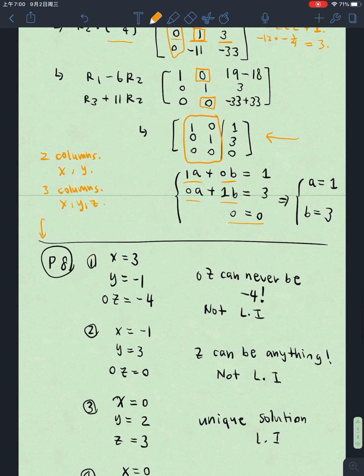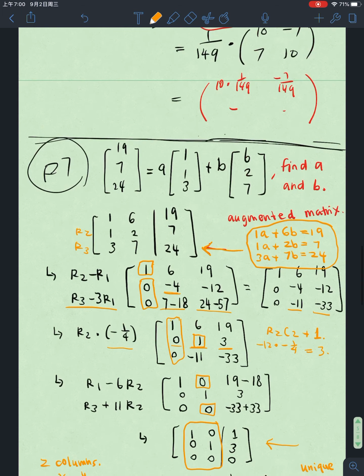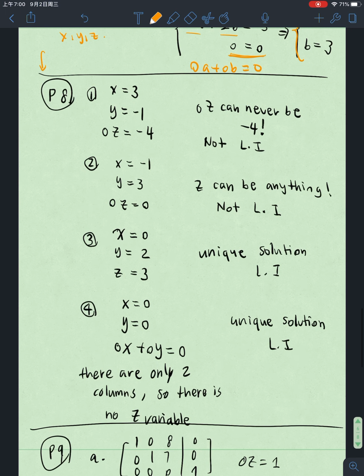So for the last one, 0 equals 0, you can also write it as 0a plus 0b equals 0. So we can have this solution, and this solution is also unique, as a equals 1 and b equals 3. And that's problem 7.